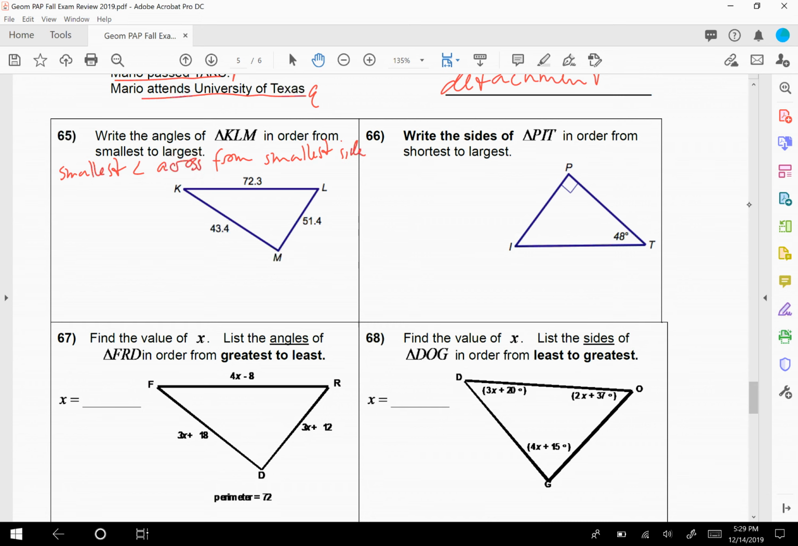So let's find our smallest side. Okay, 43.4. Go across. Okay, so it's L. Medium side is this 51 here. So we have K. And then that leaves us with M.